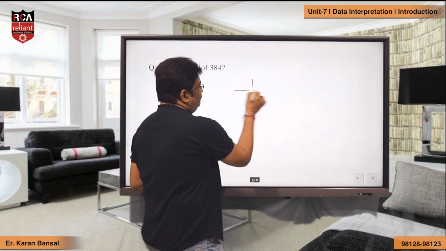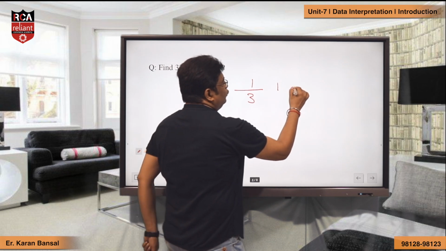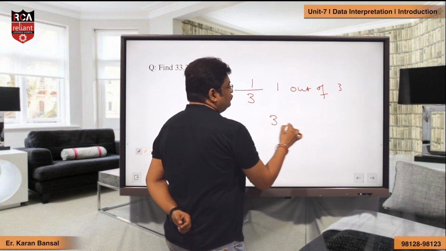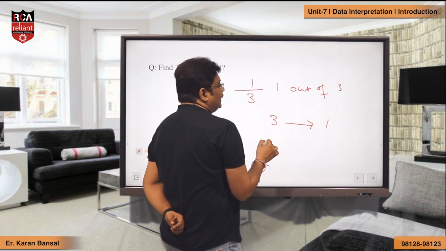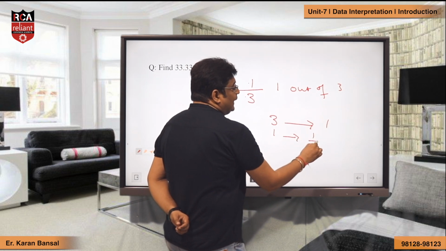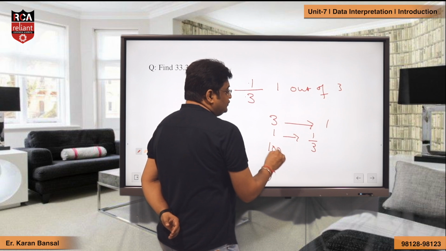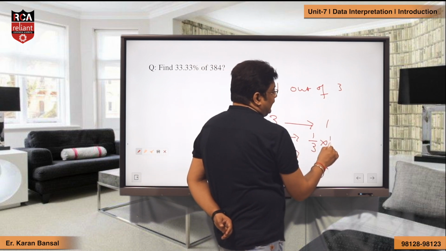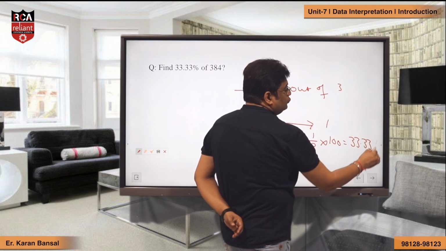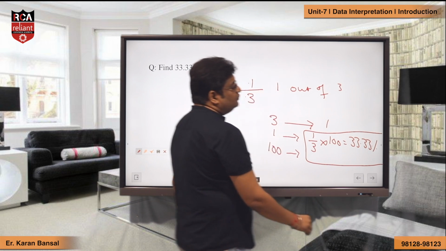If I give you the fraction 1 by 3, this basically means 1 out of 3. So when the total was 3, I have consumed 1 out of 3. Then when the total becomes 1, I get 1/3 if I use the unitary method, and if I consider the total to be 100, in that case it turns out to be 33.33%. So a few important results from here.